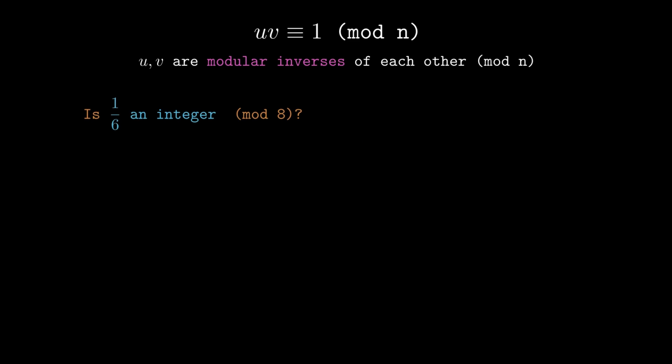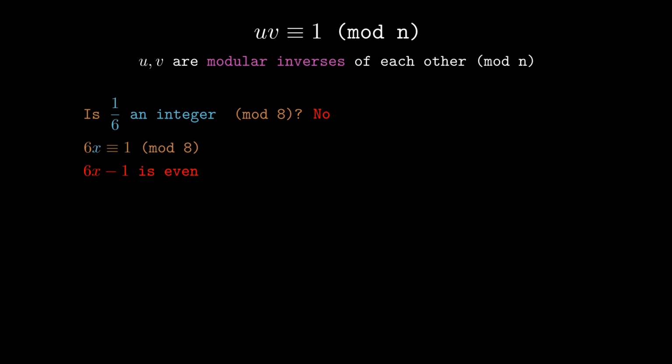Using the same technique as before, we're looking for the number x such that 6x is congruent to 1 mod 8. That means 6x minus 1 is divisible by 8, so 6x minus 1 must be even. Can you see the problem here? 6x minus 1 is odd since 6x is even, so there's no possible x. In other words, 6 does not have a multiplicative inverse mod 8.